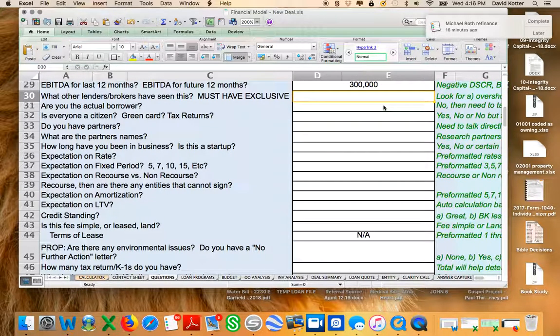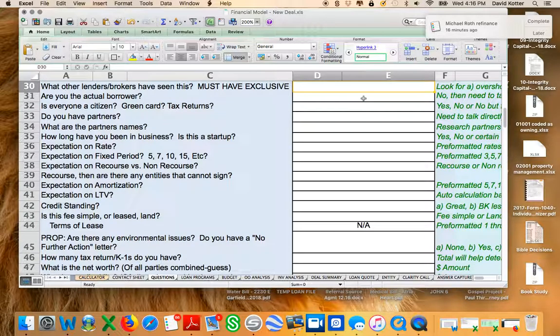So we want to put that in there, and they should be able to pull that off the tax returns. They should be able to pull that off the profit and loss statement, but definitely make sure that that's in there. What other lenders have seen this? This is a big deal. We want to know if they've shopped it around to tons of lenders so we don't waste time.